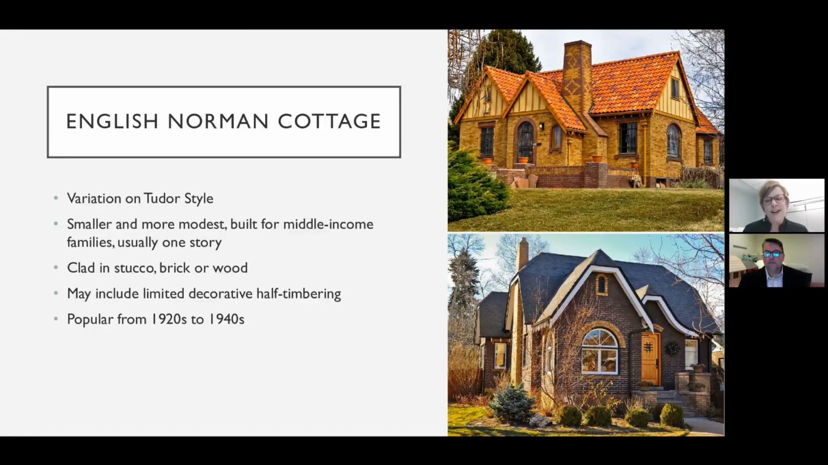Then on a smaller scale, you have the development of the English Norman cottage. So it's the mini-me of the Tudor. So this is just going to be single story, smaller, more modest, but it's going to use some of the same design features. So it may use some of that decorative half timbering, as you see on the example there at the top. It's also going to include sometimes arched openings, decorative brickwork, the steeply pitched roof, and cross gables as well. And the English cottage was popular more at the end of this, the post-World War I period from the 1920s into the 1940s.